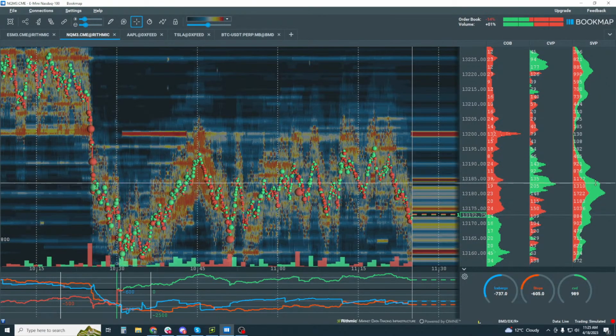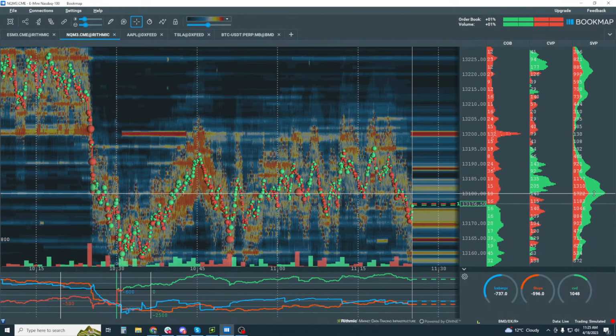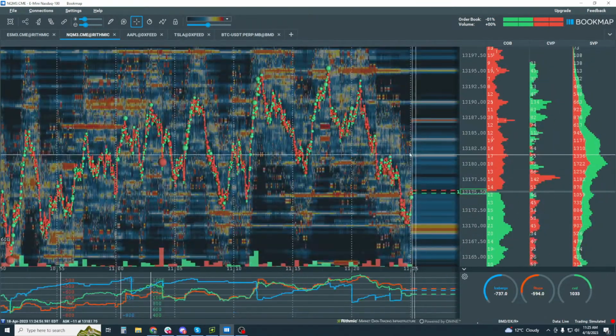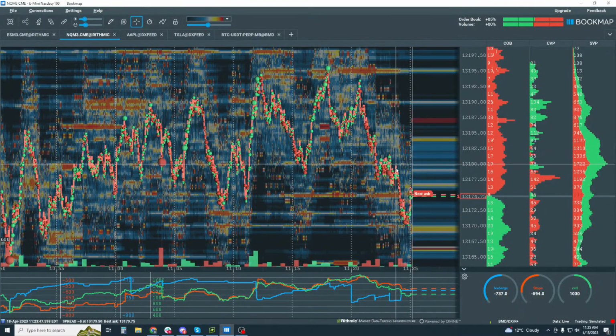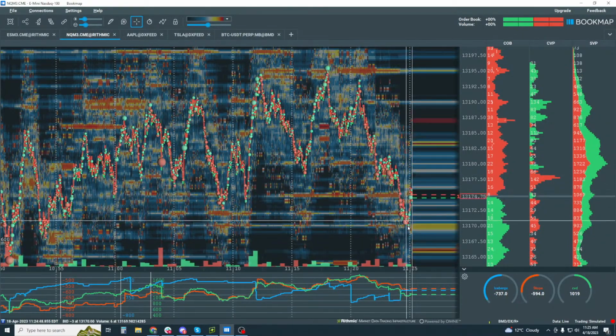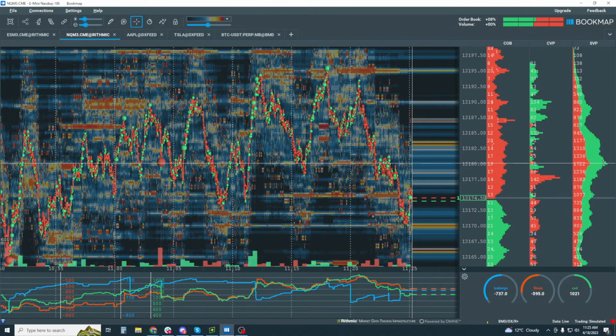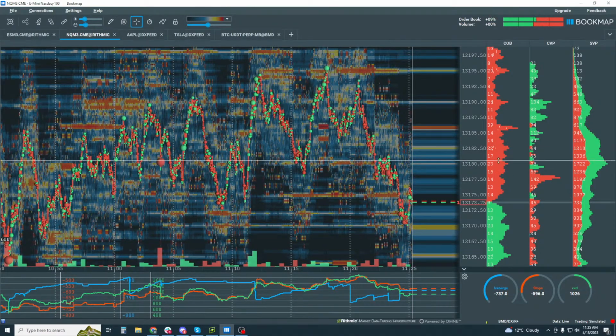Interesting move on the Nasdaq. Here's your point of control here. Okay, and what do we look for on the point of control? You really look for that heavy selling to move it away from that zone. Okay, you're not looking for a retracement.